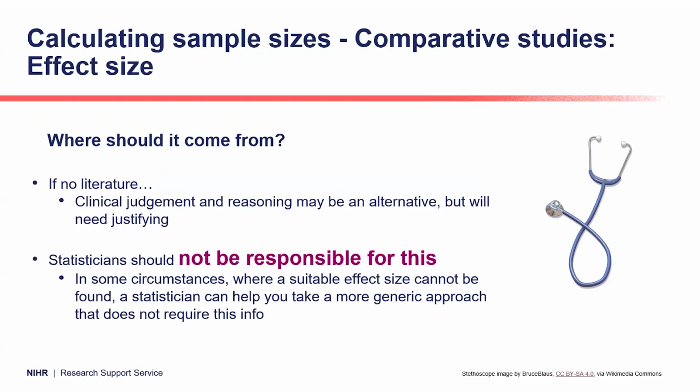Otherwise, this is a decision for the clinician. In certain situations, a statistician might be able to help with a more generic approach that doesn't require clinical judgment or previous literature, but you need to discuss it with your statistician and make sure that it's in context for the condition you're looking at and what this would actually mean for the patients. However, remember it's your responsibility to choose and justify the effect size for your study. It's not the statistician's responsibility.